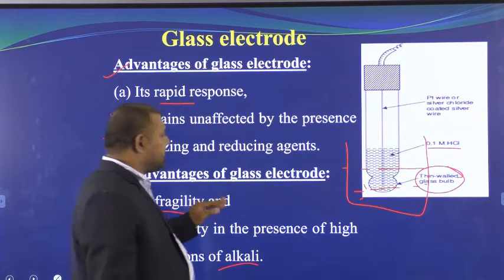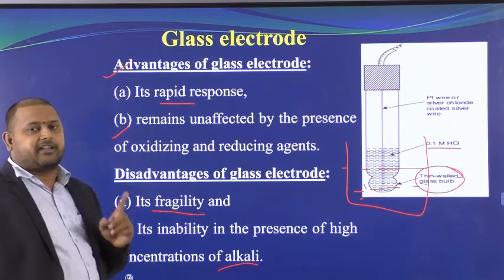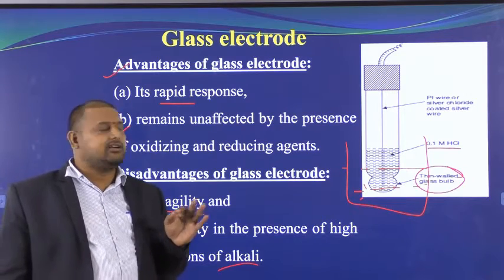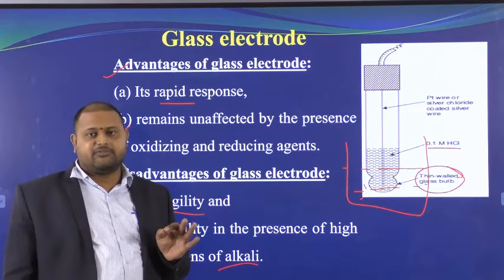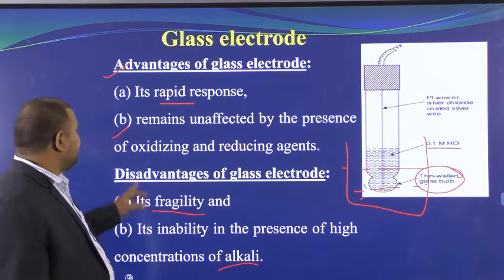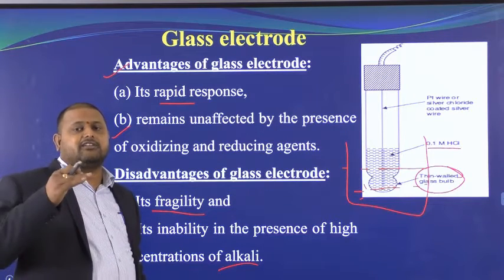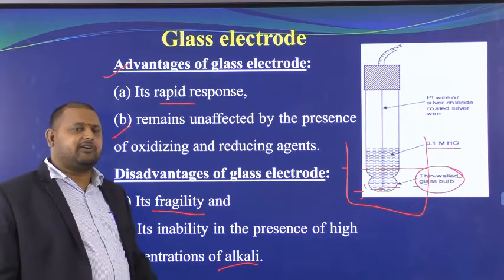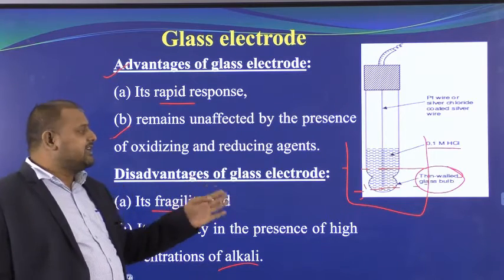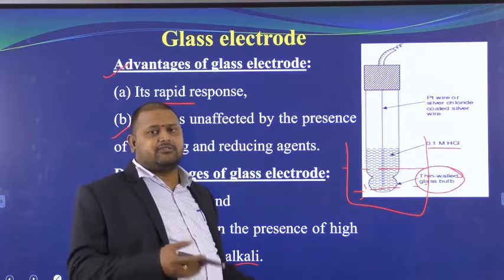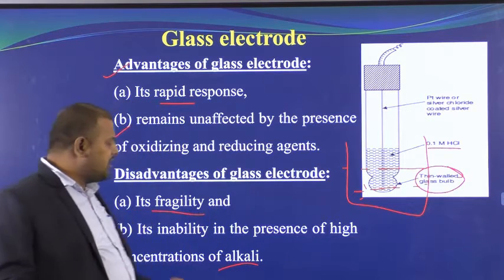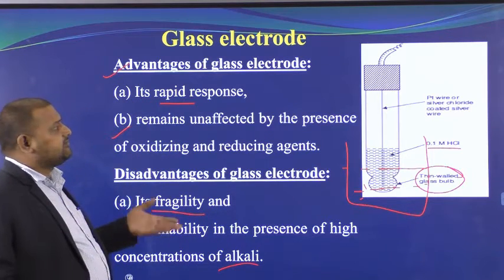These are the two important disadvantages, that's all. One is fragility. You should handle the glass electrode with care. The second one is you cannot measure the pH of very high concentrations of alkali bases. For acids, no problem, because inside we have acid, outside also acid, so we will get a good pH. But for alkalis with glass electrodes, no.